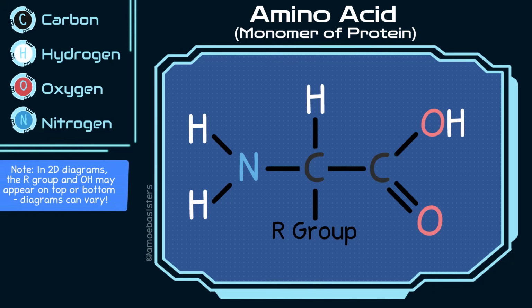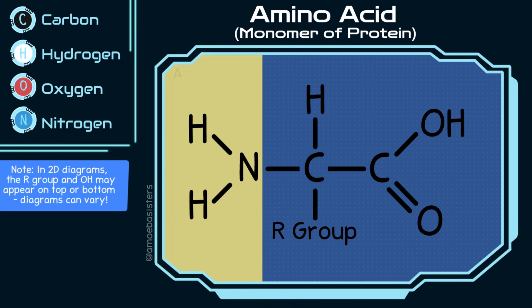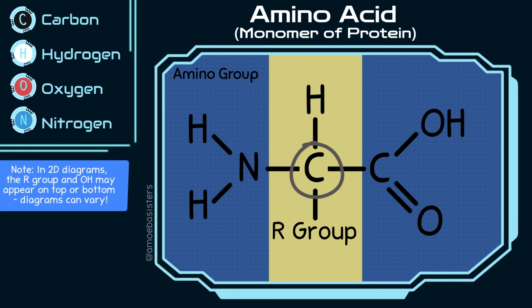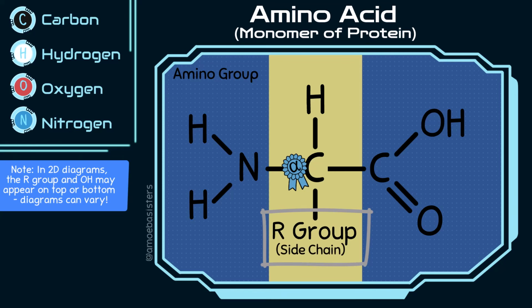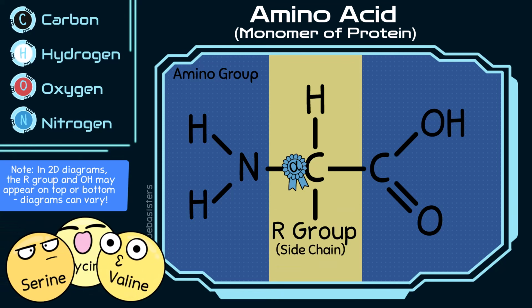Here is one amino acid with its elements. On the left side, this is an amino group. Notice the nitrogen, the hydrogens. Here is a central carbon, also called an alpha carbon, and attached to this central carbon is a hydrogen and an R group, sometimes called a side chain. R groups can vary depending on the particular amino acid. There's quite a few amino acids to choose from after all.